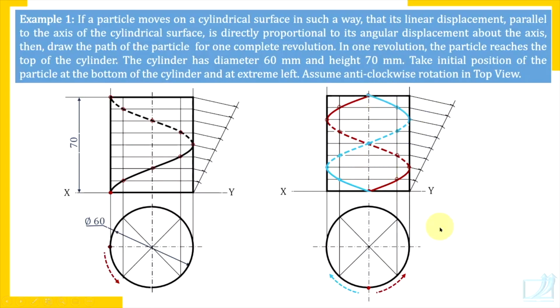So simple. How to mark the points you must have understood. Take care of direction of rotation and take care of hidden details when the particles moves on a cylinder. There will be some hidden portion because cylindrical surface of the cylinder hides some portion of the helix.